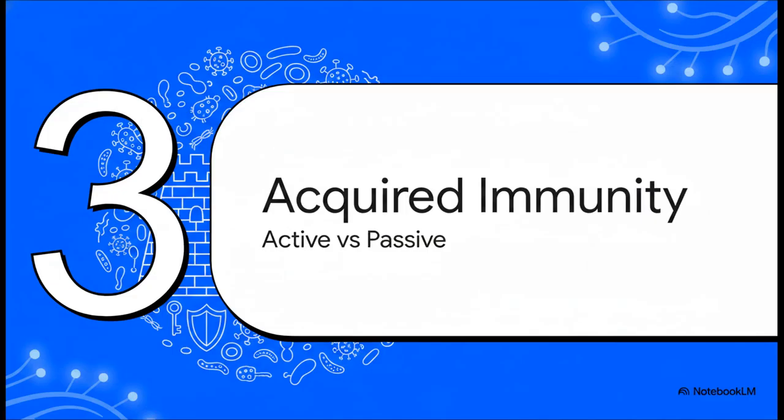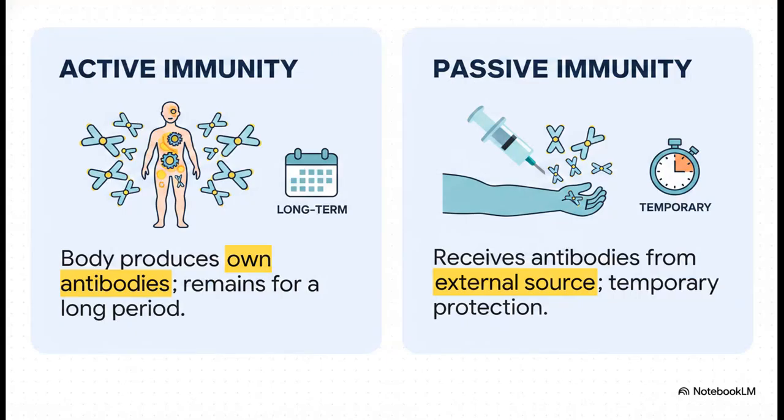Section 3. Types of acquired immunity, active versus passive. So that covers our fortress defenses. But how do our bodies actually acquire these elite antibodies in the first place? It boils down to 2 overarching categories. The difference here is all about who is doing the heavy lifting. In active immunity, your own body's lymphocytes are producing their own antibodies in response to an antigen.